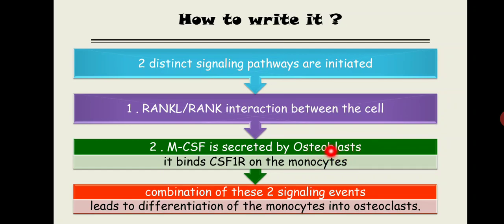The osteoblast can also secrete osteoprotegerin. That osteoprotegerin will competitively inhibit RANK and inhibit the conversion of the monocyte into the osteoclast. This is all about the osteoclast differentiation from the monocyte. Now we have already made the osteoclast. Now how is this osteoclast going to resorb or erode the bone?